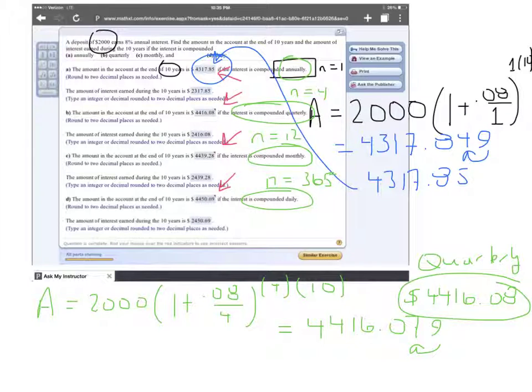Now the only thing that's going to change on this formula next for monthly would be n equals 12, and that's going to affect this value, which will change to 12, and so will this one. Now compounding daily, this value will change to 365, and this exponent will change to 365 times 10. So those are the only things that change in your formula. So just double check your work there, and if you're still stuck, let me know.